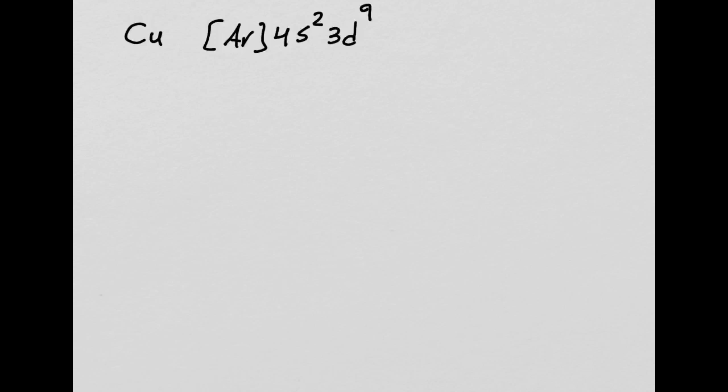Now let's talk about this. It ends with a d orbital, right? How many rooms do we have in a d orbital? If you remember, in a d orbital we have 5 rooms. 1, 2, 3, 4, 5. We have 5 d orbitals.